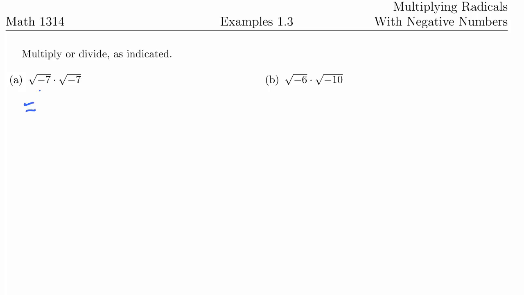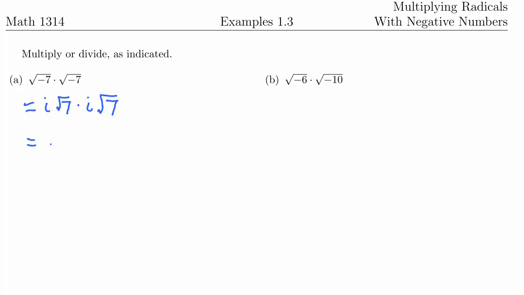The square root of negative 7, simplified, is i square root of 7. The square root of negative 7, again, is i square root of 7. Now that we have simplified the radicals, we can multiply what we have left.